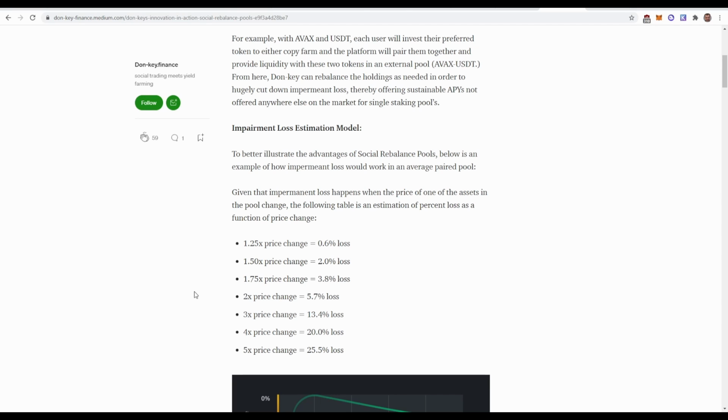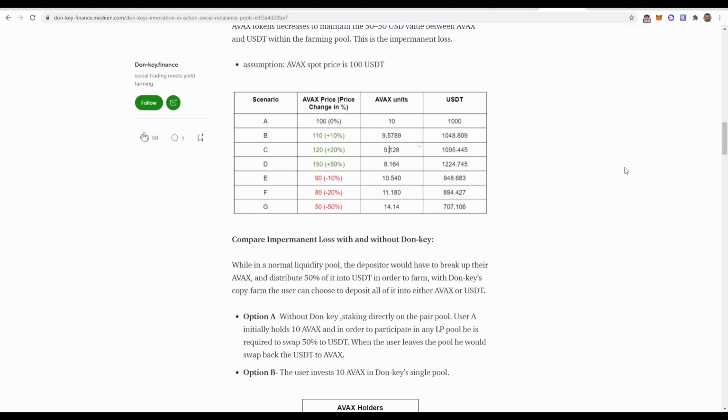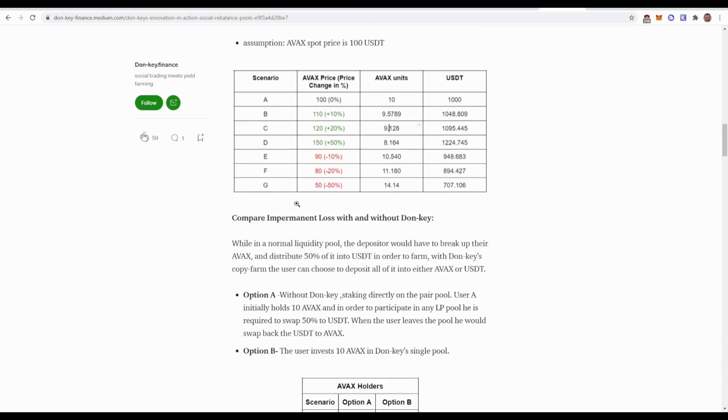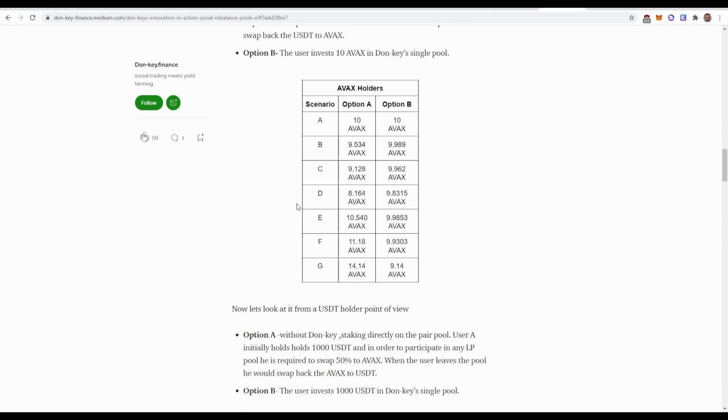You can see how much impermanent loss you would incur. Now, this is how it would look like without the balancer pool. And now we can have a look at how it would look like if we are deploying the balancer pool. So this is option B. Option A is without the balancer pool. Option B is with the balancer pool.